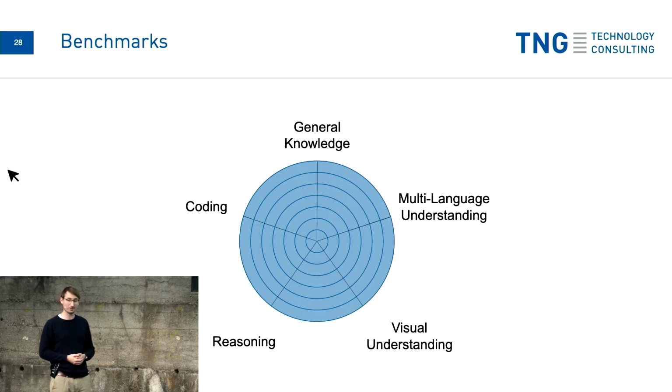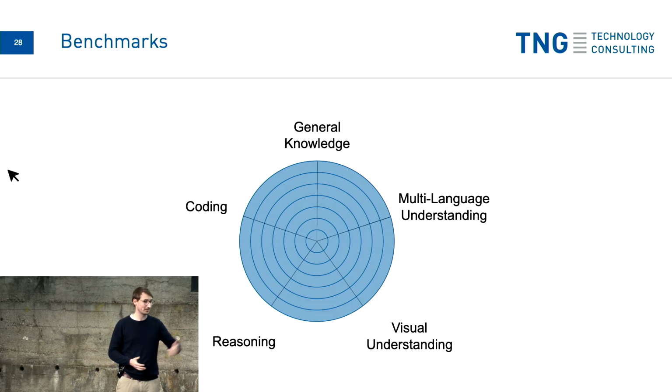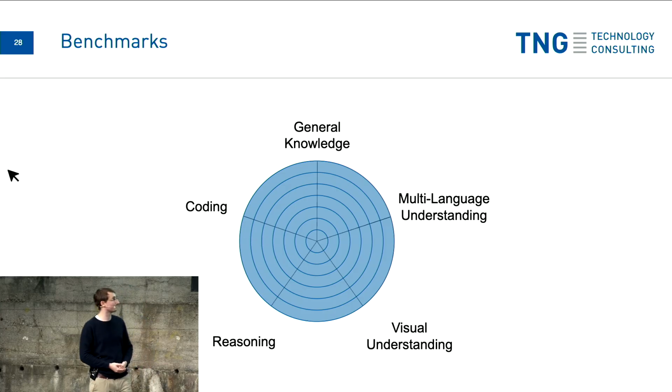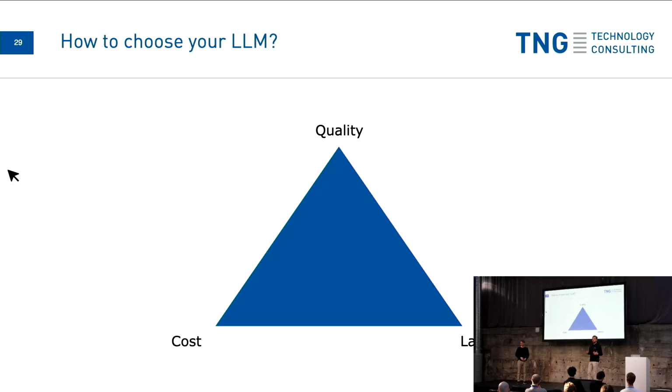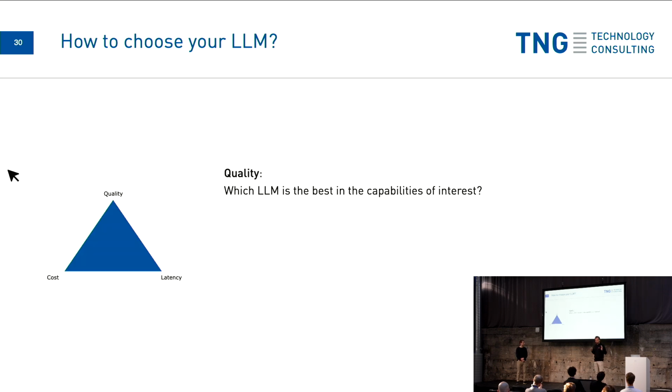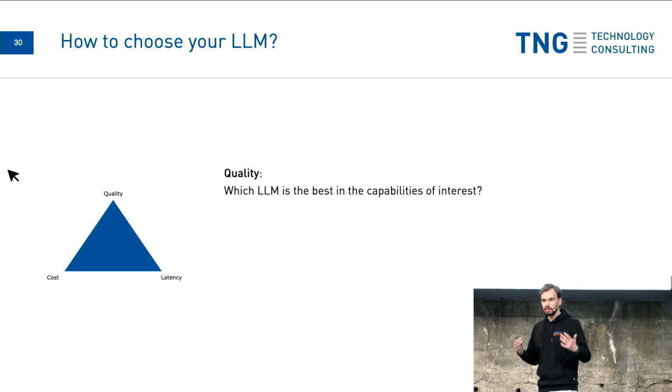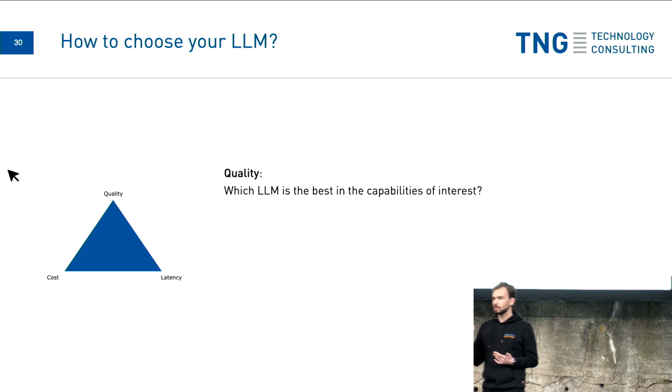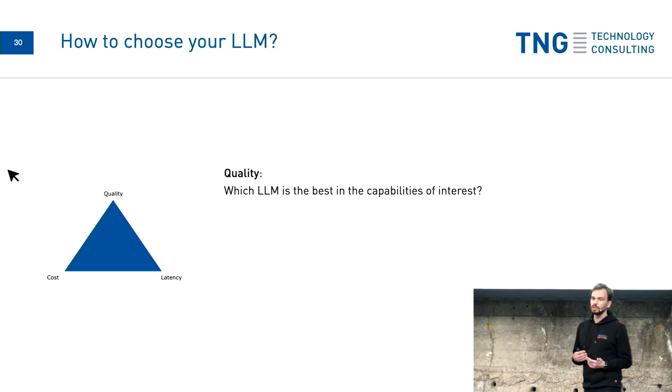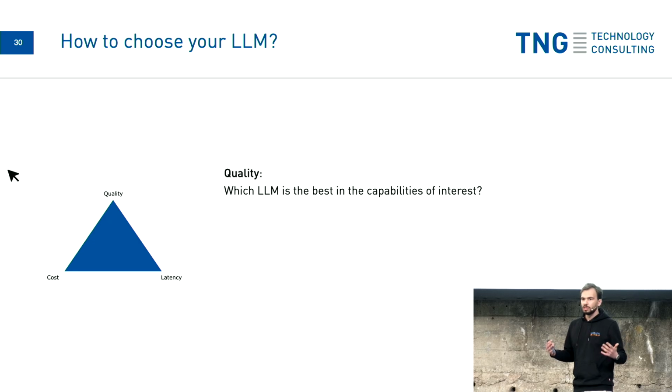So now we had a look at a benchmark for general knowledge and also at a benchmark for visual understanding. Leonard, what else do we need to consider when we look at a benchmark result? Yes. Looking at benchmarks means looking at the quality of LLMs, essentially. So this is what we did. We looked at which LLM is best in the capability of our interest. We had this example of general knowledge and this example of visual understanding. There are many more benchmarks for all the other capabilities which we are interested in. But that's not all of it.